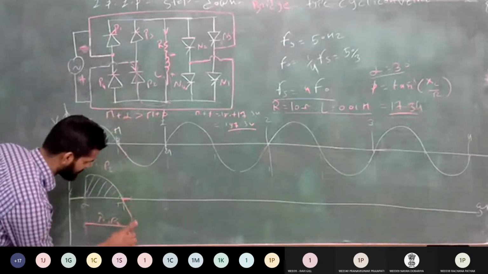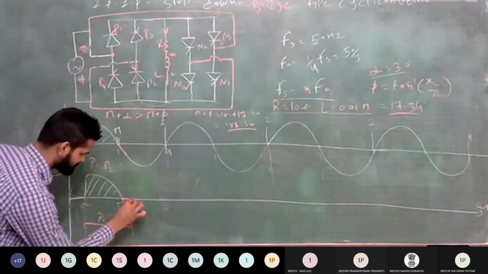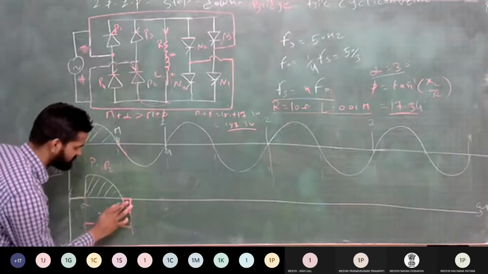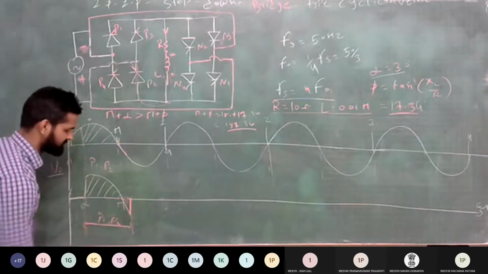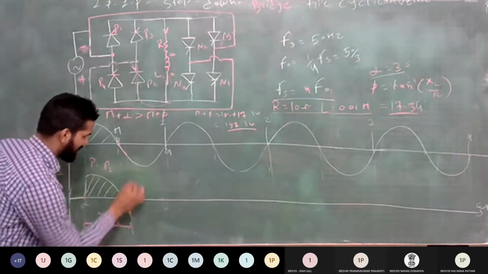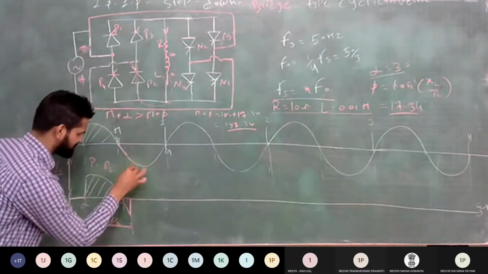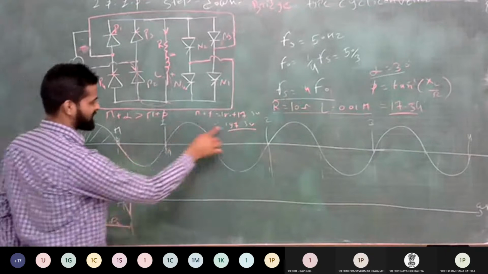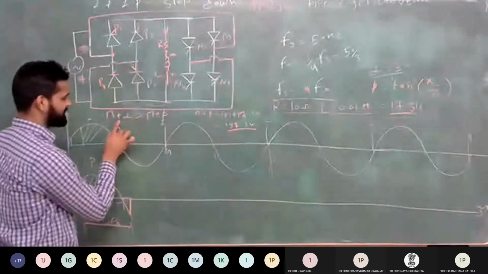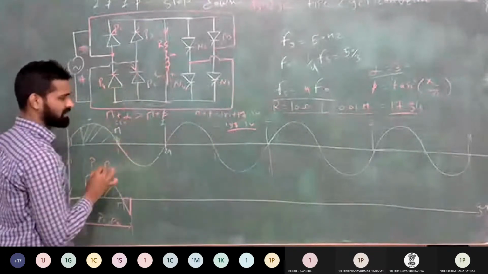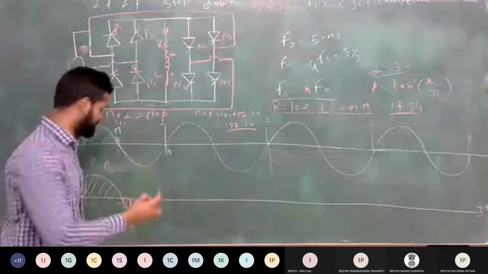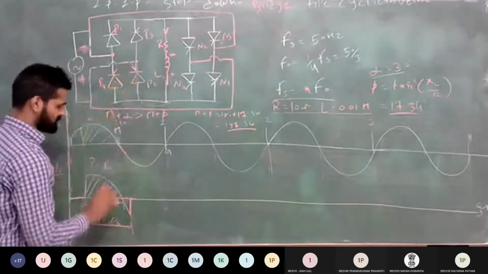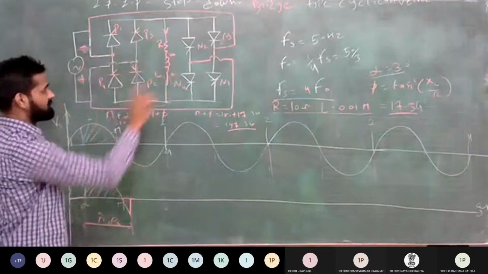Clear? So what will happen here? You can see here at pi plus phi, your output voltage becomes zero, this way. Clear? And suppose pi plus alpha is this one here, just after pi plus phi. Clear? Pi plus phi is 197 and pi plus alpha is 210. So just after 13 degree, here you fire P3 and P4 so that you get the positive voltage.